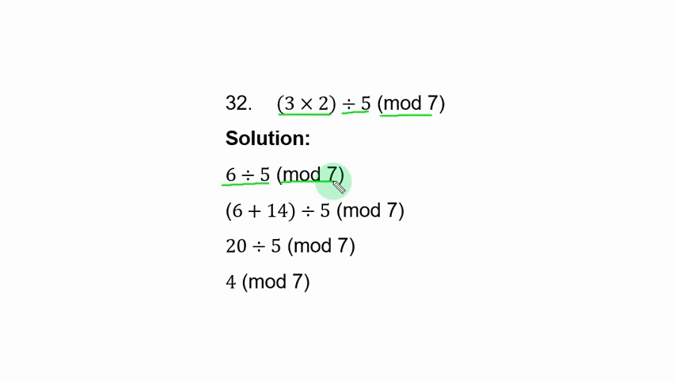Multiple of 7 that you need to add 6 to that 5 can divide. That multiple is 14. So you have 6 plus 14 divided by 5 modulo 7. We have 6 plus 14 is 20, divided by 5 modulo 7, and that is 4 modulo 7.